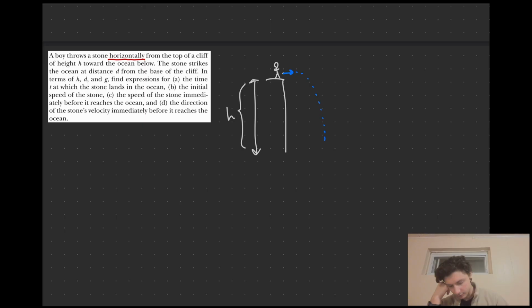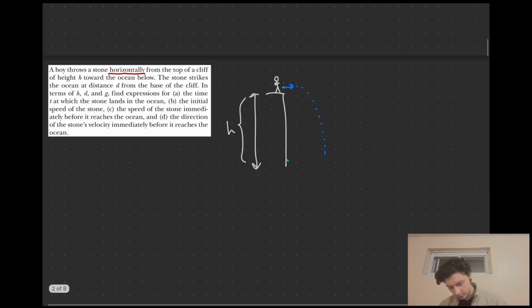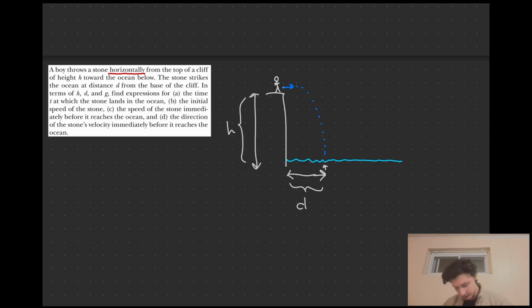You guys have thrown rocks before, so you can kind of imagine what this looks like. And then it hits the shore below, which is water, which I'm going to draw like this. And we also know that it hits over here a distance d from the shore. So this creates a nice xy coordinate system.